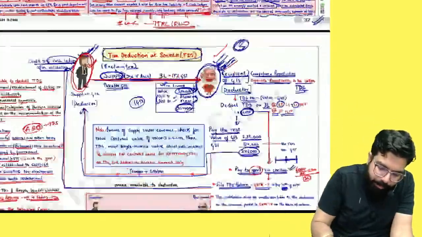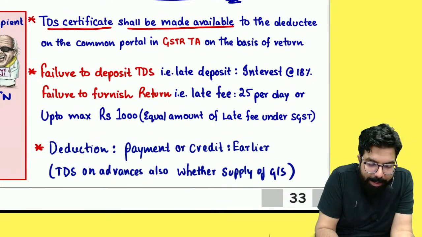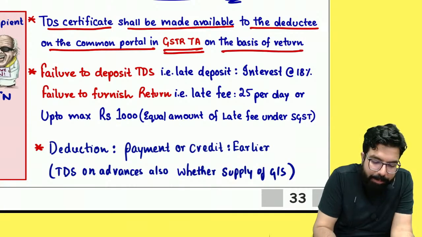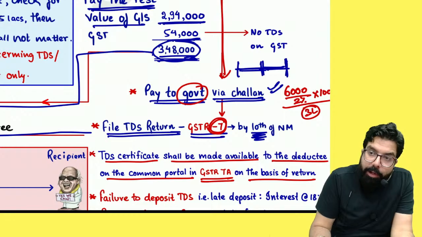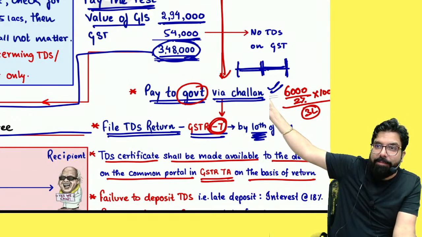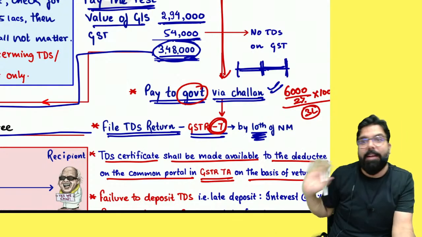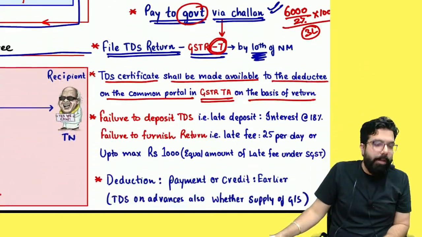Next. Sir, remember, TDS certificate shall be made available to the deductee on the common portal in GSTR 7 on the basis of the return. People listen. Government department will file this return. Government will give you a certificate also. Take the certificate, you have given TDS. Your TDS was deducted, take the certificate. Who will give it to you? Government will automatically give it to you on the portal.